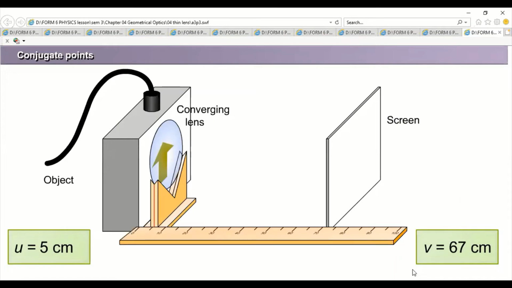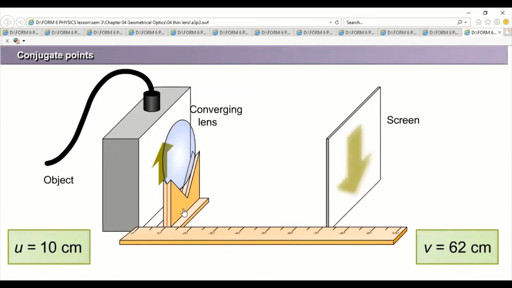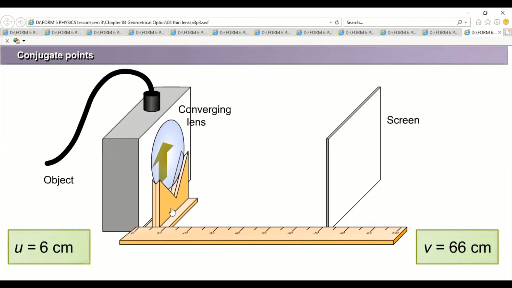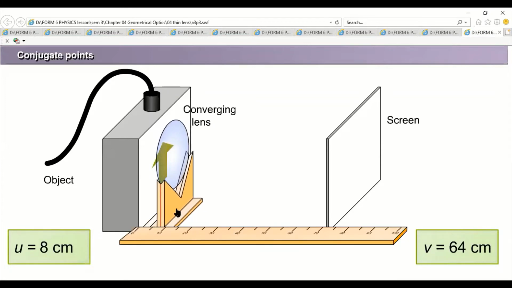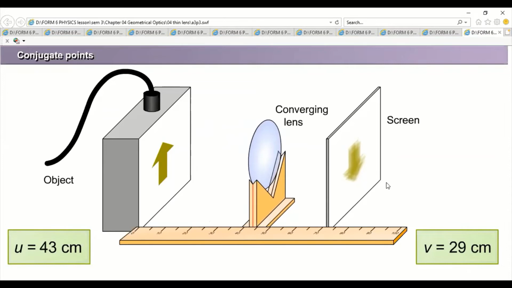Next, conjugate points. U shows the object distance, and V shows the image distance. Let's look at this side first. When the object distance U is 24 cm, V is 48 cm. Totalling both, 48 plus 24, it will be 72 cm. So no matter where I move, the image always forms.